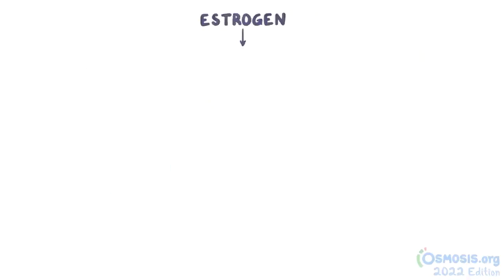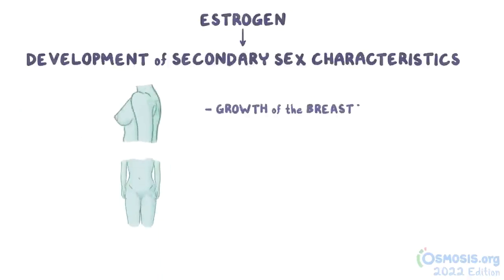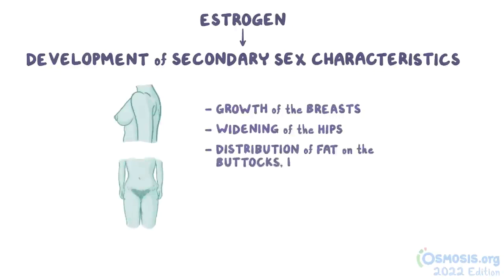Estrogens are also responsible for the development of female secondary sex characteristics during puberty, like the growth of breasts, widening of the hips, as well as distribution of fat on the buttocks, hips, and thighs.